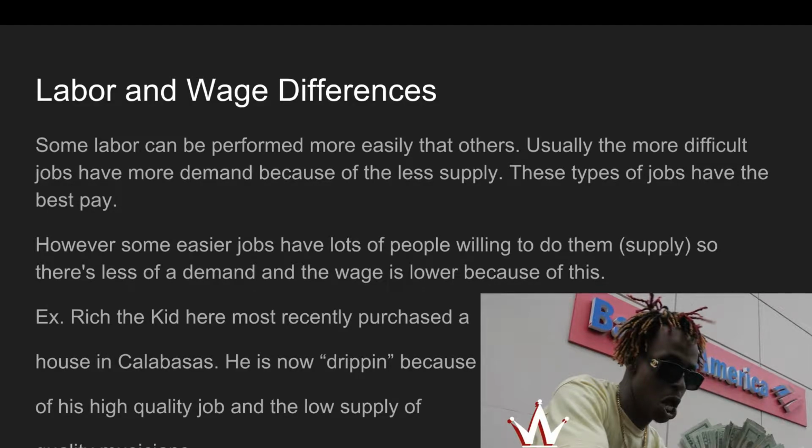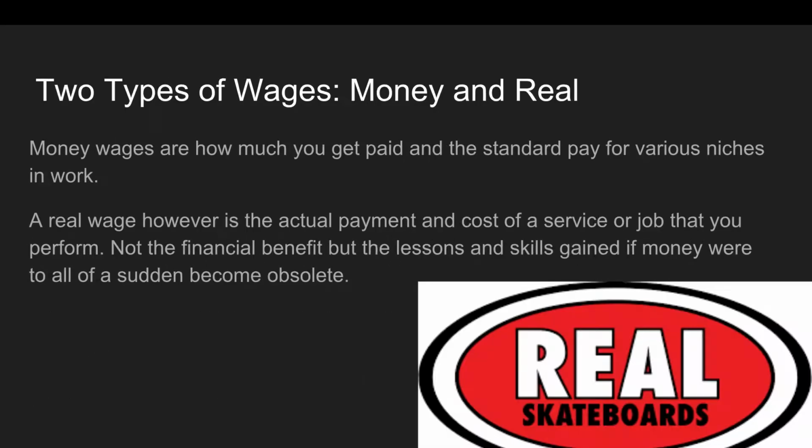If this confuses you, no worries. Here is an example to put this into context for you. Rich the Kid here most recently purchased a house in Calabasas. He is now dripping because of his high-quality job and the low supply of quality musicians.